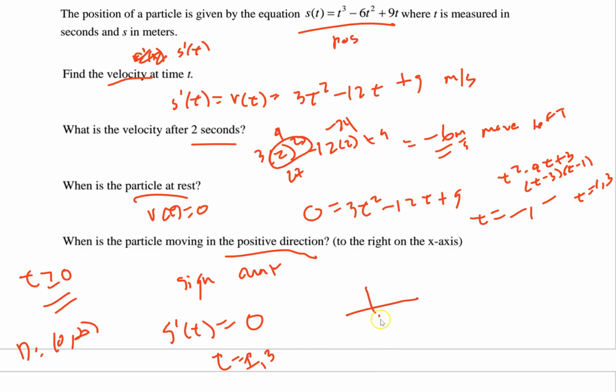I make a sign chart with 1 and 3. Plug your test points into the derivative, and I'll tell you right now, you're going to get plus, minus, plus. And what does it tell me? Which moves in the positive direction? The positive ones: negative infinity to 1, union 3 to infinity. And that's how velocity is done.